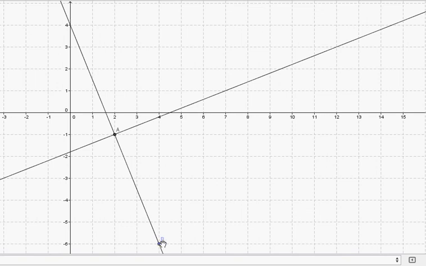This is R. Axial symmetry in the line L. And it goes up again. It's like a reflection. Is that right?